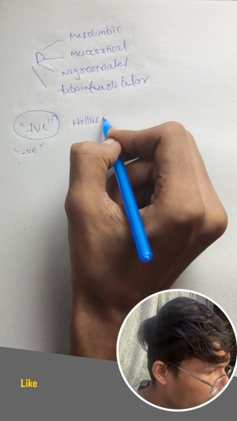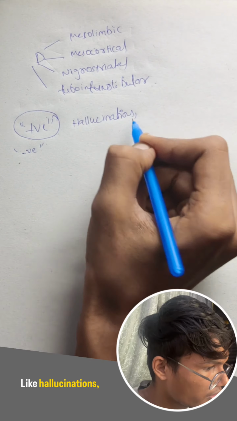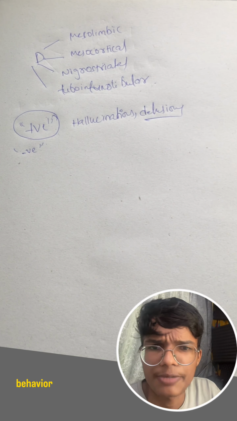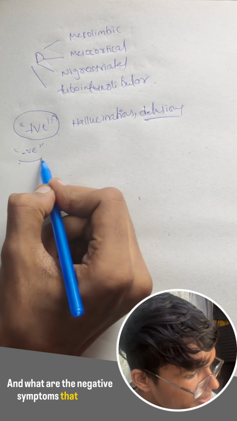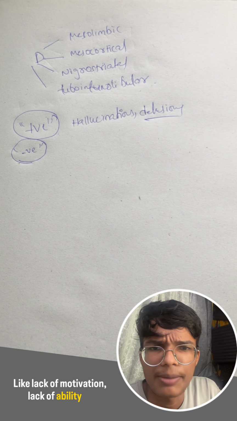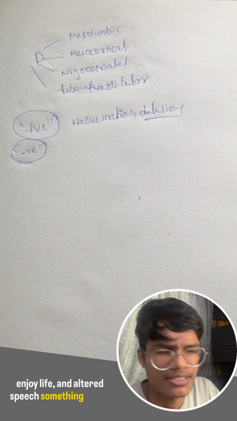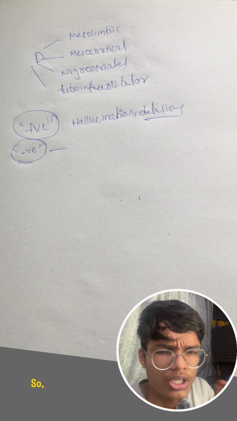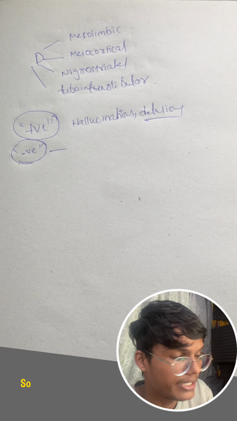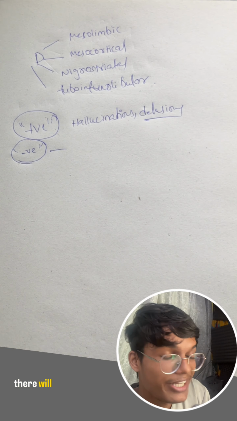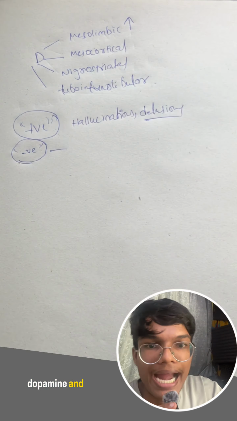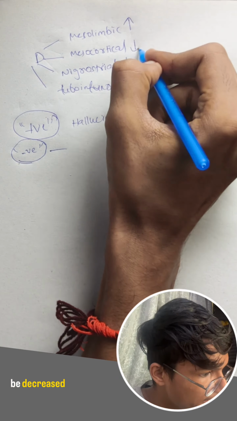Like hallucinations, delusions, altered behavior we can take. And what are the negative symptoms? That is due to decreased dopamine, like lack of motivation, a lack of ability to enjoy life, and altered speech. So these are negative symptoms. Now I understood about negative and positive symptoms. In schizophrenic patients, in which pathway there will be increased dopamine? In the mesolimbic pathway there will be increased dopamine, and in the mesocortical pathway there will be decreased dopamine.